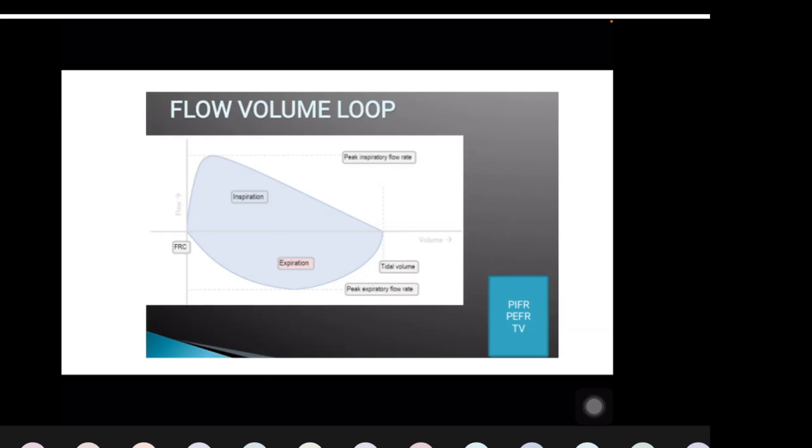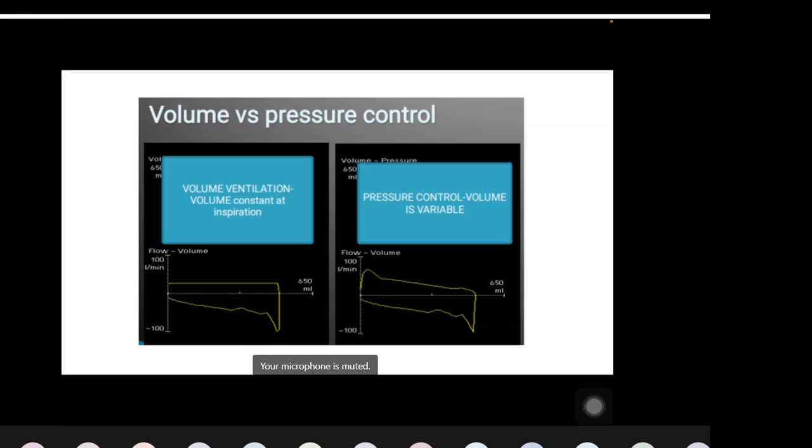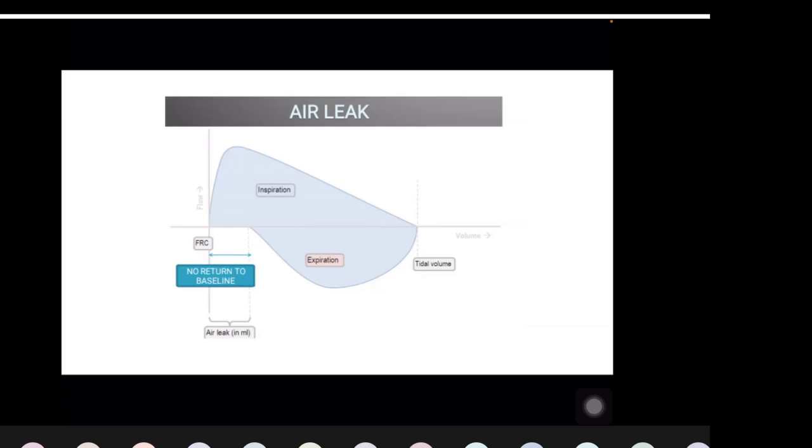So again, in volume ventilation, the curve will appear like this. The volume will be constant during inspiration, whereas in pressure control, the volume will be variable during both inspiration and expiration.